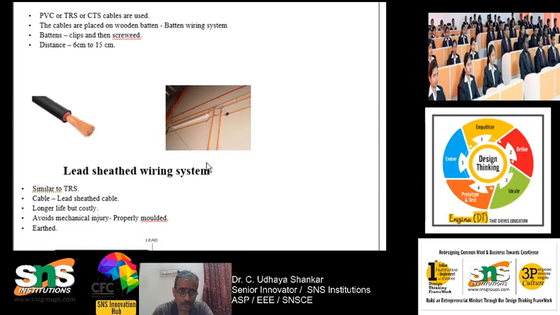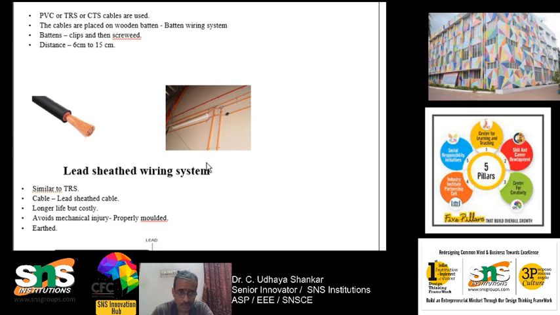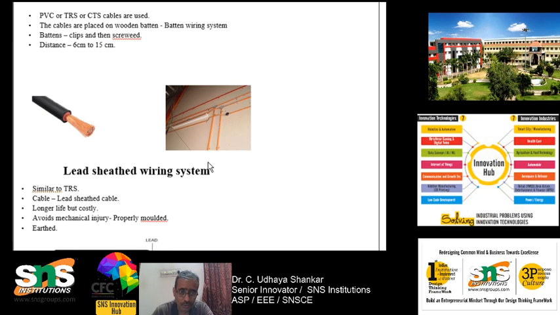The next type of wiring is tough rubber sheath, that is TRS wiring. Here PVC, TRS or CTS cables can be used, and the cables are placed on a wooden batten. The battens are then clipped and screwed, at a distance of about 6 centimeters to 15 centimeters as it is laid out.